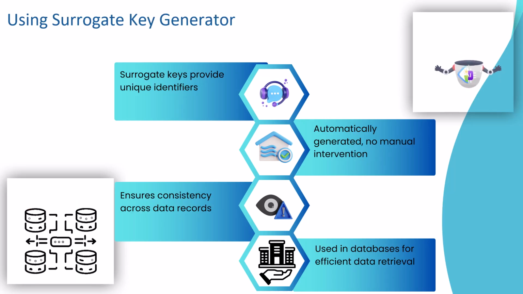All right, folks, let's talk surrogate keys. These little lifesavers ensure each record gets its own VIP pass. No duplicates, no drama. Imagine assigning a unique ID to superheroes. Batman never gets confused with Superman. They're automatically generated, meaning less work for you. Plus, databases love them, smooth retrieval, no chaos. Now, who wouldn't want that?